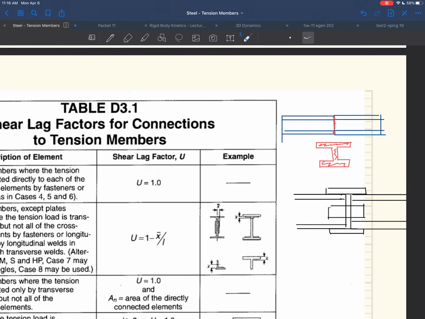Okay. Or another way is if I bolted it, right? I could come in and have some sort of plate here, and I have bolts here and I have bolts here, and I could have another plate across here, and I have another plate there, and another plate here, and I have bolts going through like that, right? If I have a bolted connection like that, as long as I connect the web and the flanges, then I get U equal to 1.